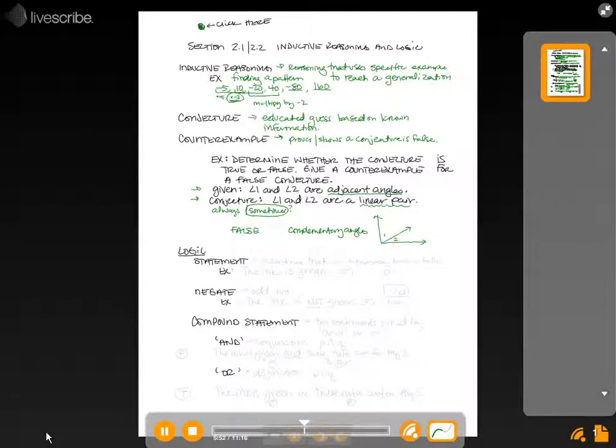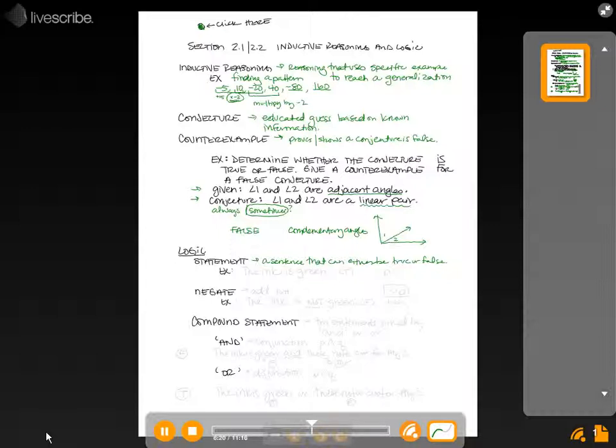That's all the notes for 2.1. Now we're going to go on to 2.2. 2.2 is on logic. Our first definition for this section is a statement. And a statement is a sentence that can either be true or false. Now it has to be one or the other. Our statement either needs to be true or it needs to be false.